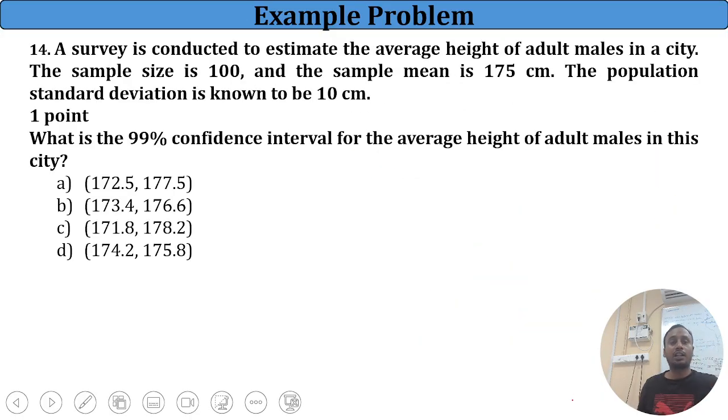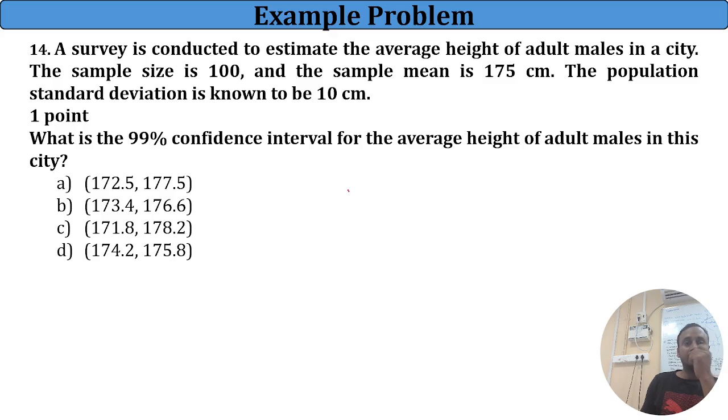So the last question we have: a survey is conducted to estimate the average height of adult males in a city. Sample size is 100. Sample mean is 175. The population standard deviation is known to be 10. What is the 99% confidence interval for the average height of adult males in the city? Can anyone tell?